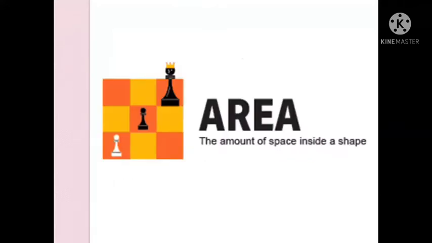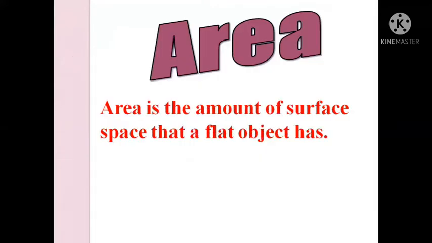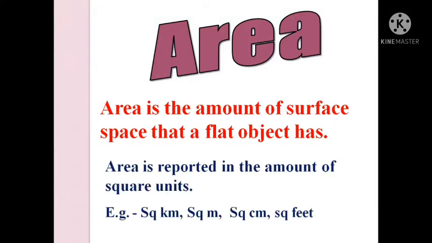The area is the amount of space inside a shape. The space occupied by the shape is called area. So area is the amount of surface space that a flat object has. Area is reported in the amount of square units. Whenever we talk about the area, the measurement should be mentioned in terms of square units. For example, square kilometer, square meter, square centimeter, or square feet.